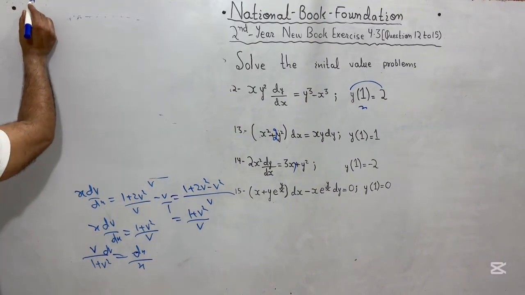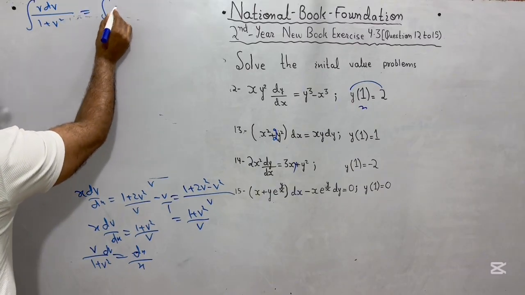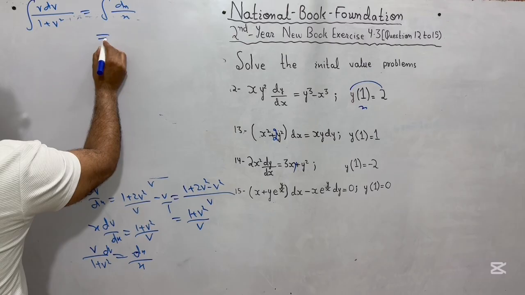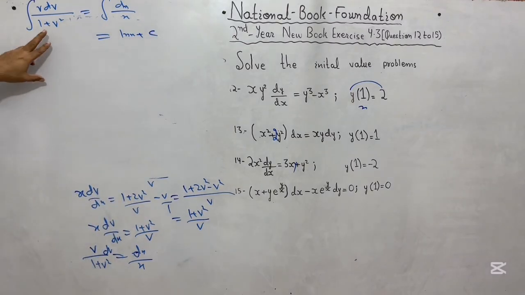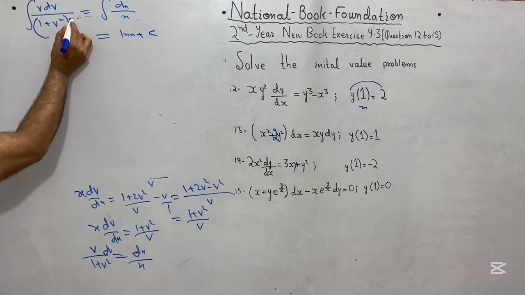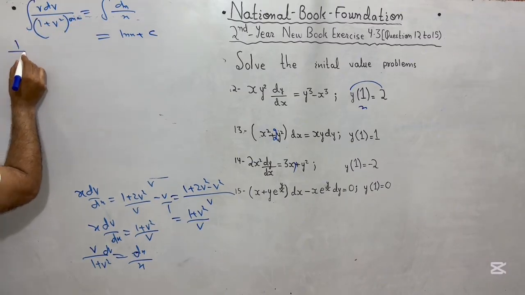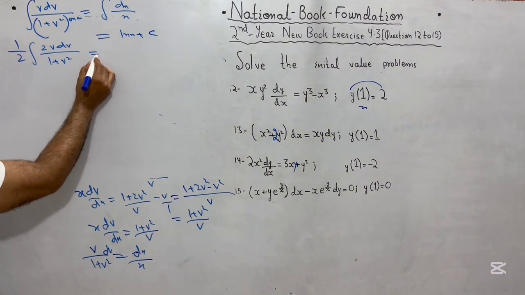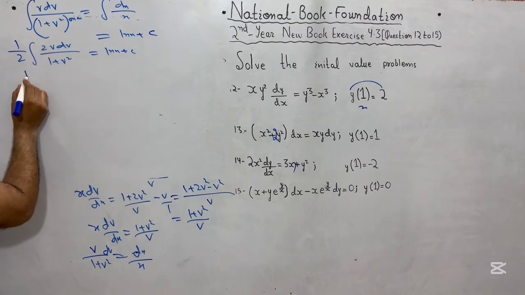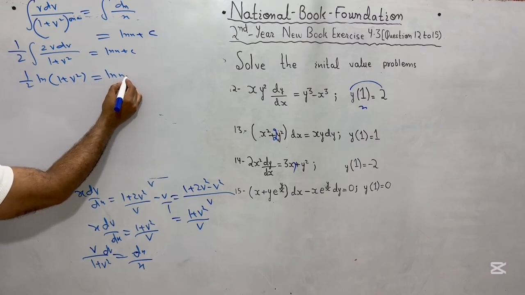Yes, integrating with respect to the independent variables, v dv over 1 plus v square is dx over x. It is ln x plus c. Here, there's a deficiency of 2. Differentiation of v square is 2v. There's a function having overall power 1 and differentiation in the numerator with a deficiency of 2. We can compensate by dividing and multiplying, 1 over 2 times 2v dv over 1 plus v square. It's all ln x plus c. It is 1 over 2 ln 1 plus v square is equal to ln x.